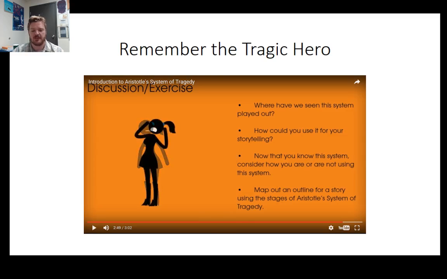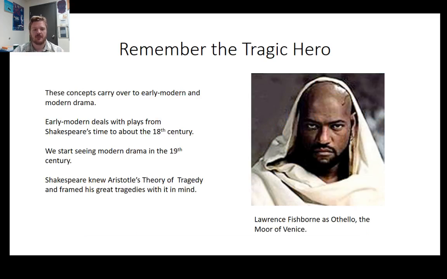I'm trying to get past this slide here. Here we go. So remember the tragic hero. These concepts carry over to early modern and modern drama. Early modern is Shakespearean drama. Modern drama is the drama of the early 20th century; the late 19th century is sometimes classified as modern as well. We start seeing modern drama in the 19th century.